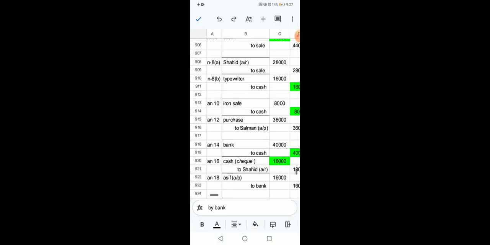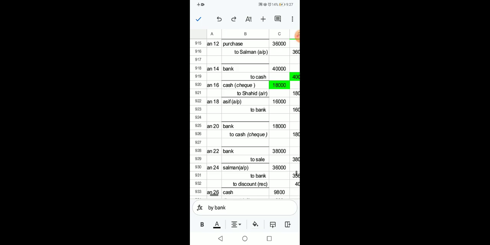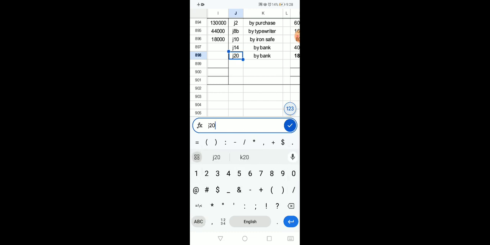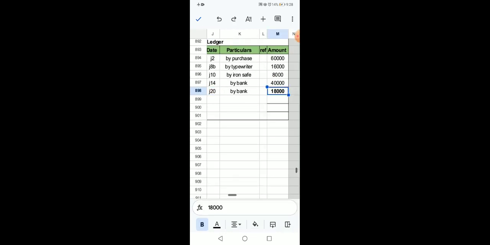See this 18,000, date January 20. Put your date first, January 20. Here the entry has been completed. Now I think we need to put more entries over here.